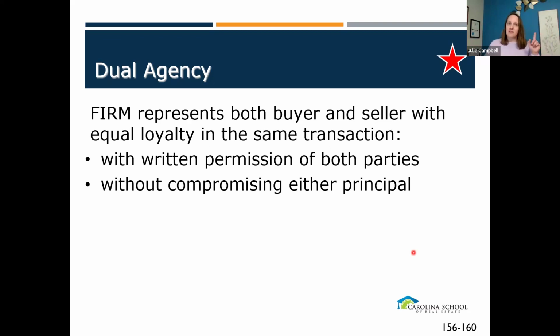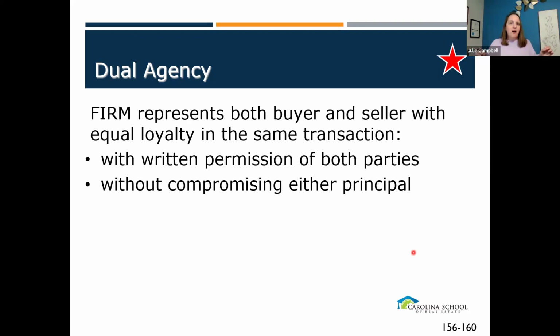Dual agency is not about the client, y'all. Dual agency is about the firm. So the seller says, no, I'm not going to do that. That's fine. I can't make anybody do anything. But they do need to understand, if they say no to dual agency, what they're saying is that no agent in our firm can bring their buyer client.